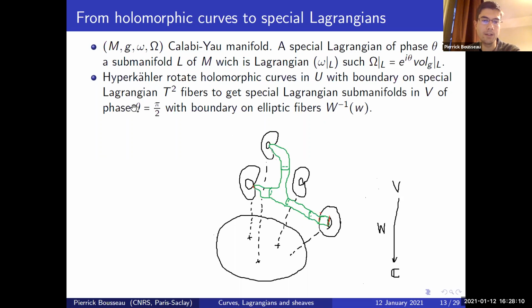And it's a general fact that hyperkähler rotation rotates a holomorphic curve in U with boundary on a T2 fiber, which was the thing I was caring about before, my red curve. If you apply the hyperkähler rotation operation to these objects, the claim is that the resulting things are special Lagrangian submanifolds in V. And if you go through the hyperkähler rotation business, you see that you get a special Lagrangian of a specific phase theta equal pi over 2.